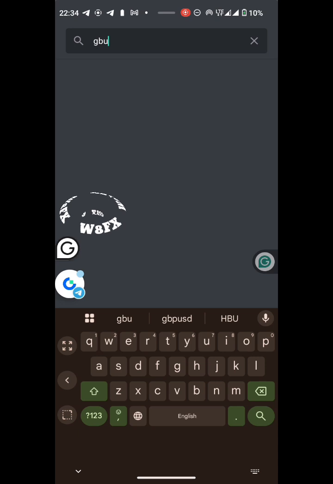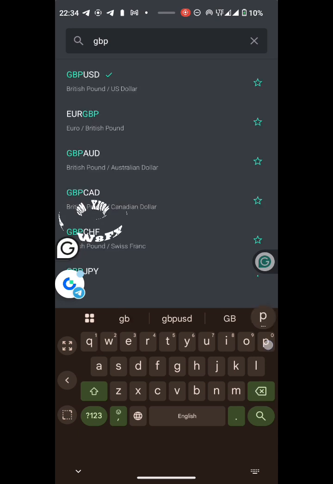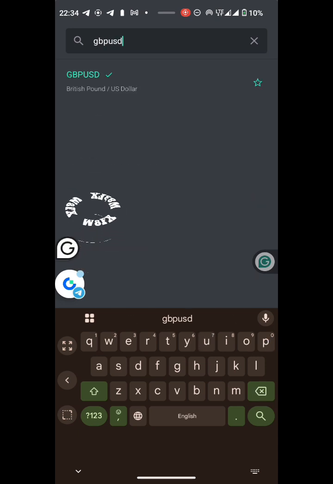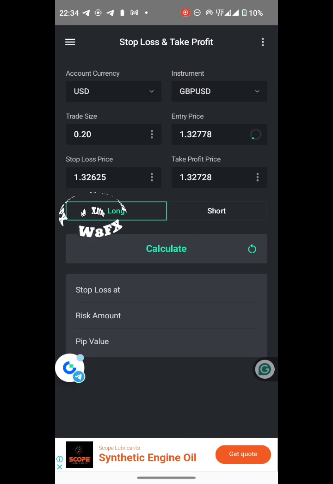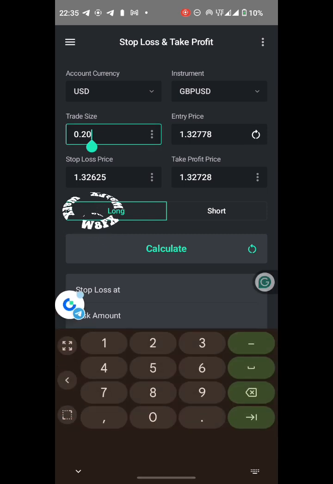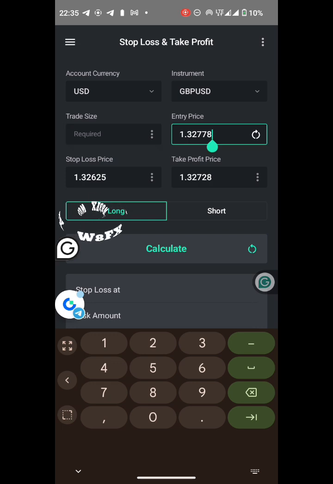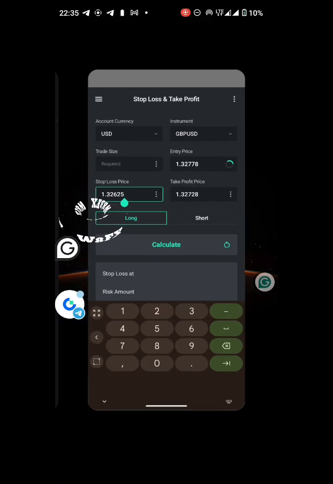So I'm selecting GBP USD. Then trade size, we don't know. That's why we are here. We want to know our lot size to be used, the accurate lot size. Entry price, okay, let's say the current market entry price. Stop loss, we need to check the stop loss from the charts.